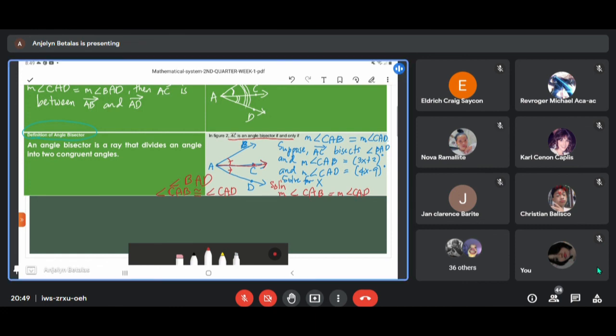So, now the problem. Suppose segment AC bisects angle BAD. Given, the measure of angle CAB is 3x plus 2 degrees, and the measure of angle CAD is 4x minus 9 degrees. Solve for x. Since ray AC is an angle bisector, we can say that the measure of angle CAB is equal to the measure of angle CAD. Congruent angles are equal in measure. Remember the definition of congruent angles.